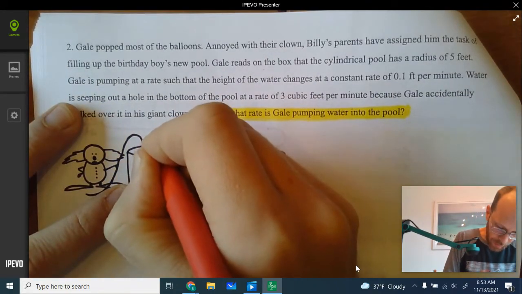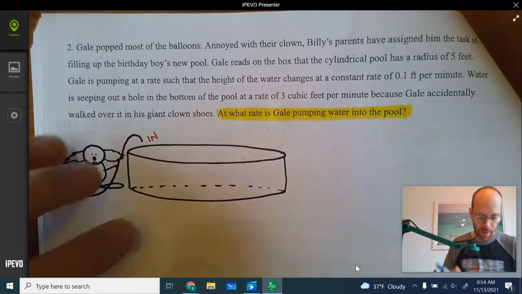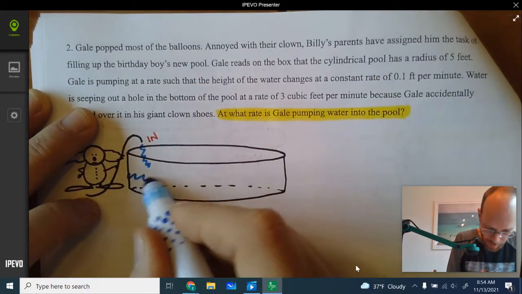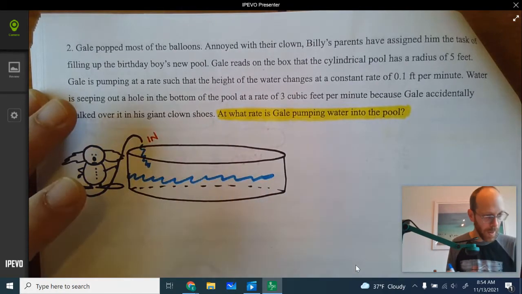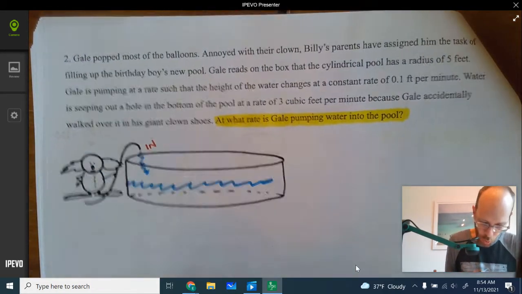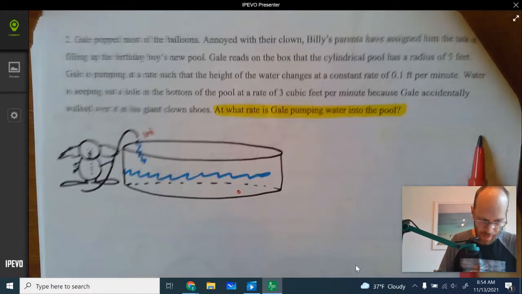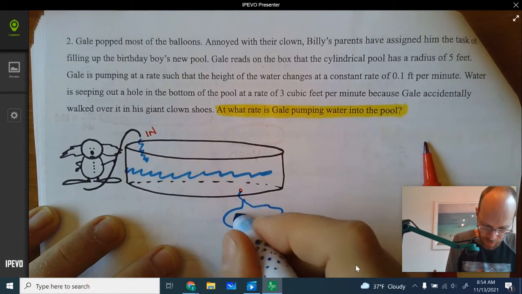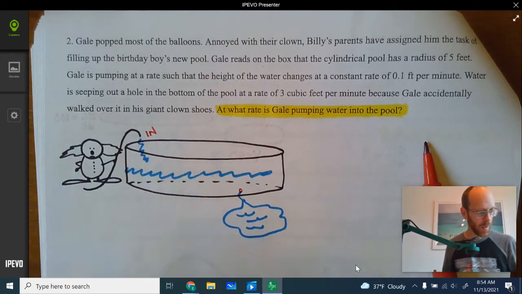So right here, water is coming in. Let's use the color of water. Okay. And then there's water in the pool. But recall that there's also this hole right here. And so there is water that is leaking out onto the ground.